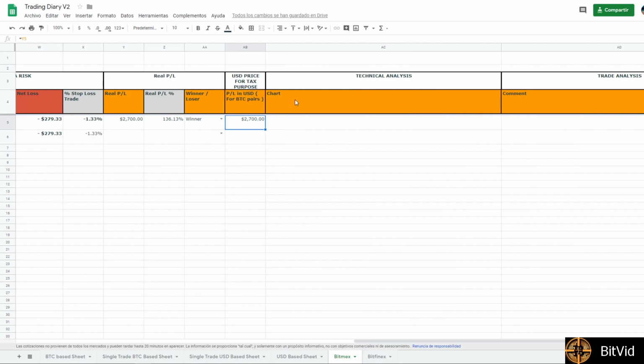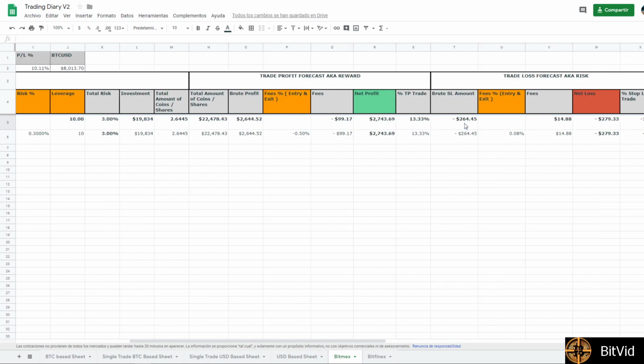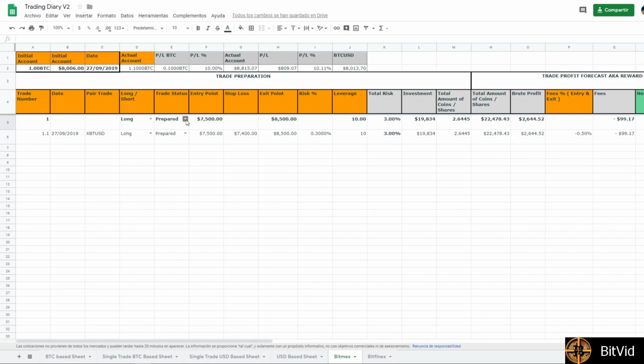Okay, one more. We have a section to post your charts. So once you have your chart, you can put the link of the chart here, and then you have a section for the comments. When you finish a trade, just for information, remember to close the trade. Okay? And that's all. It's very simple.